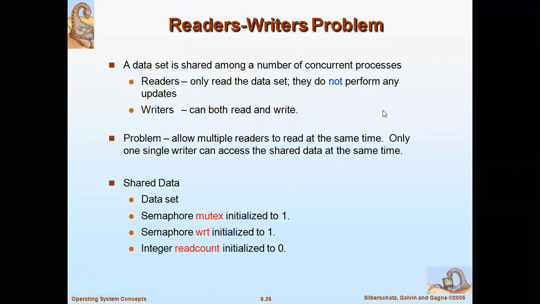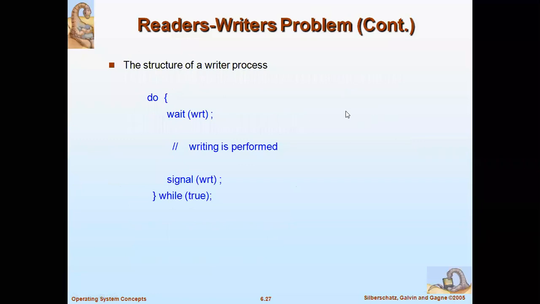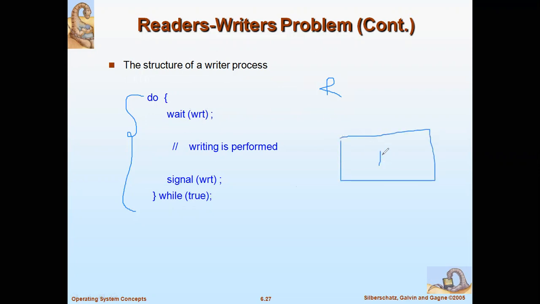Let us now see the structure of a writer process. This is a writer process, very simple. As I said, only one writer can be writing at a point of time. Let me take an example. If there is a writer which wants to enter its critical section, that means it wants to perform writing into this file.